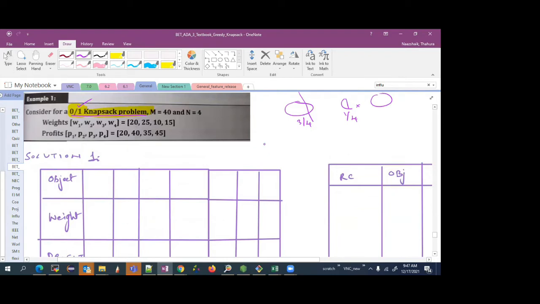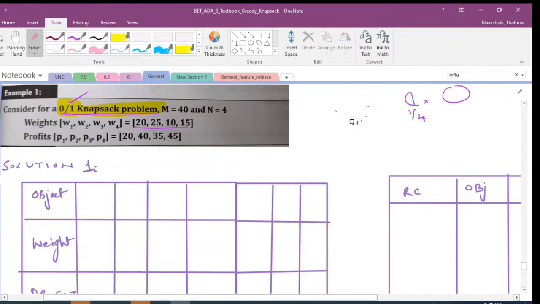ordering by weight, right? You need to rearrange this one. So how do you rearrange? Increasing order of weight or decreasing order of weight? Weight should always be less. So that's why you start with increasing order of weight.